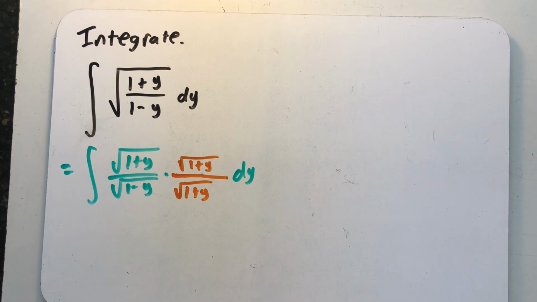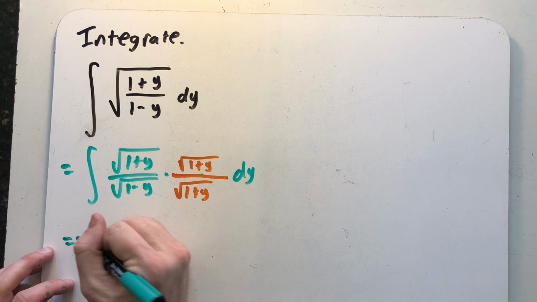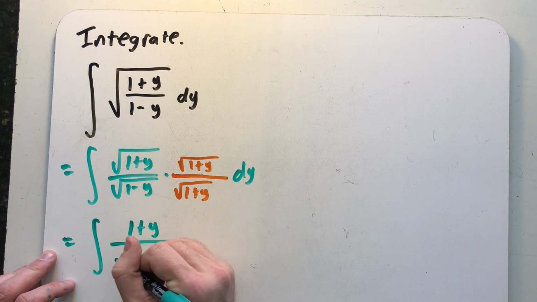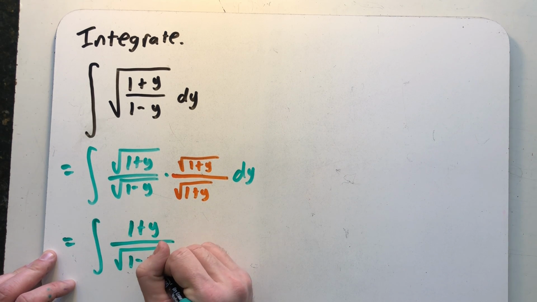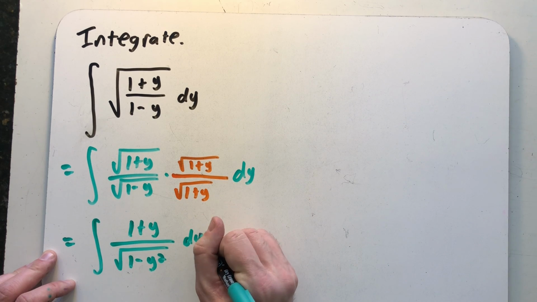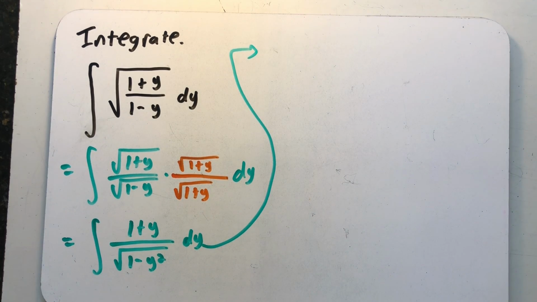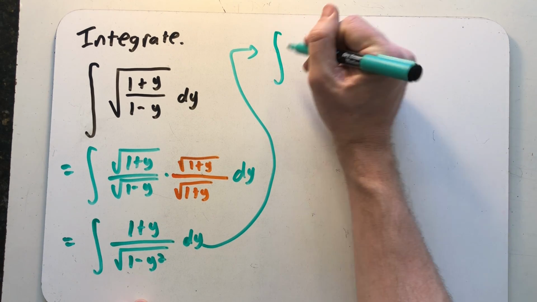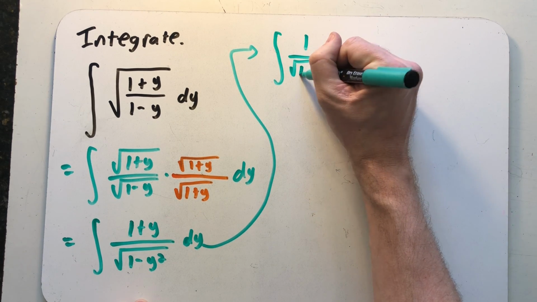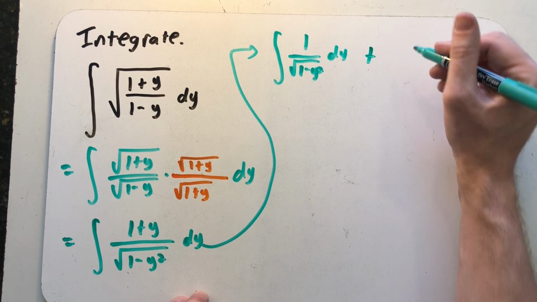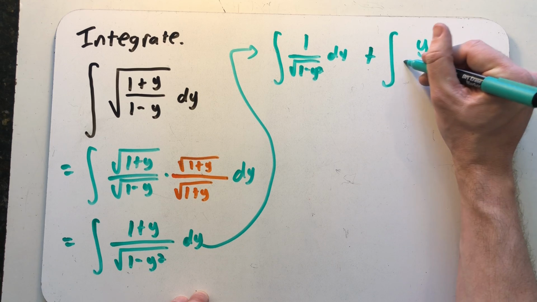On the top, maybe even nicer, the square root of 1 plus y times the square root of 1 plus y is just, well, 1 plus y. So now I'm going to split this integral up into two parts, dividing both of the things on top by what's on the bottom.